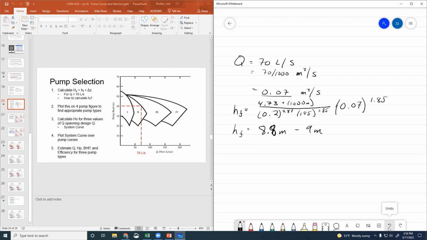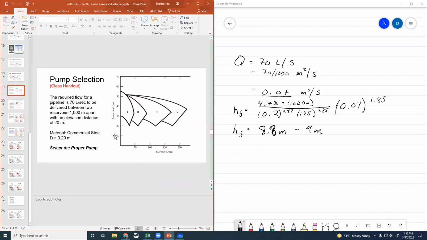And then we had to overcome, let's see here, 20 meters of elevation, right? So our system curve is going to be equal to head loss due to friction. We could incorporate minor losses if we wanted to, plus delta Z. And so it's going to be 9 meters plus 20 meters.